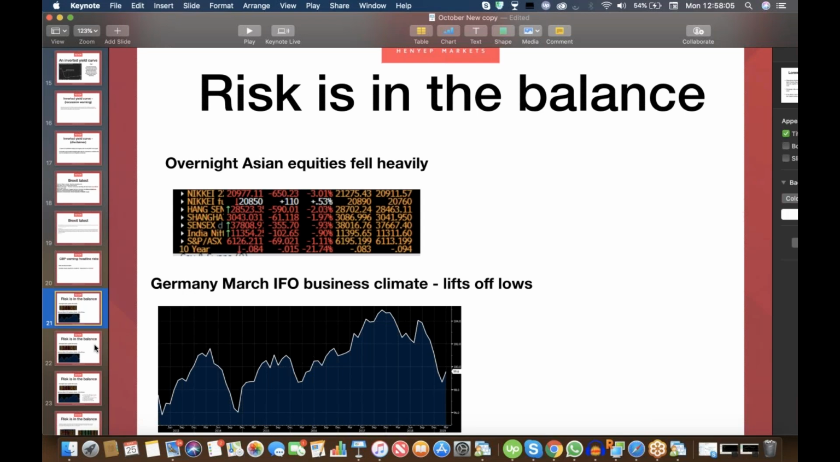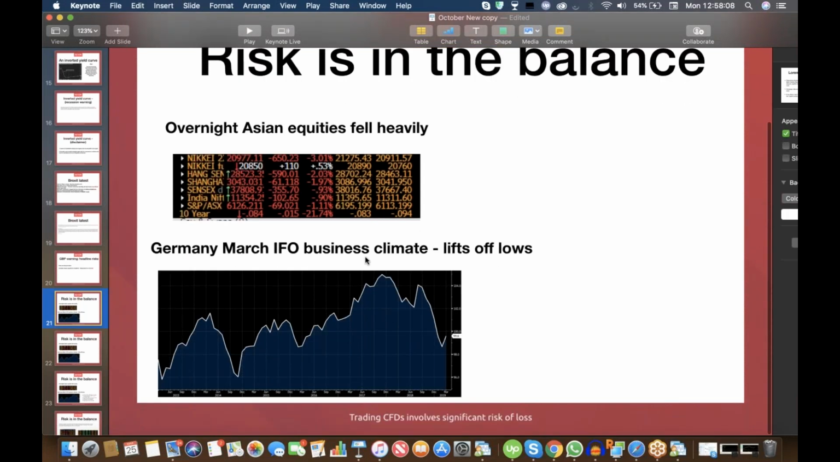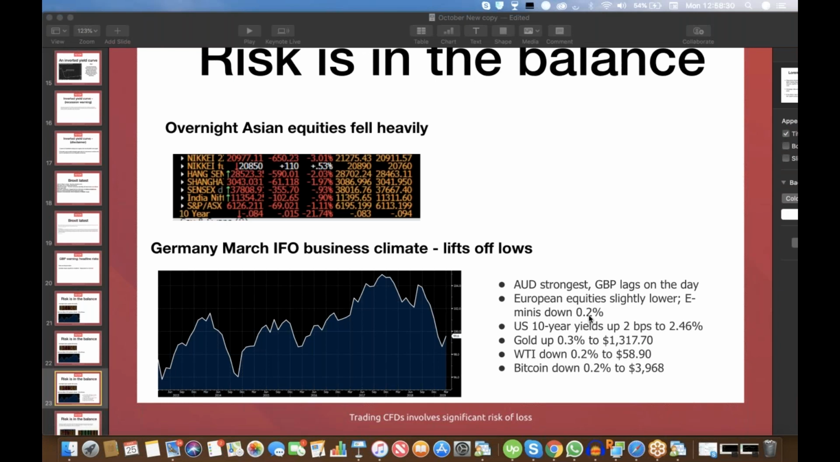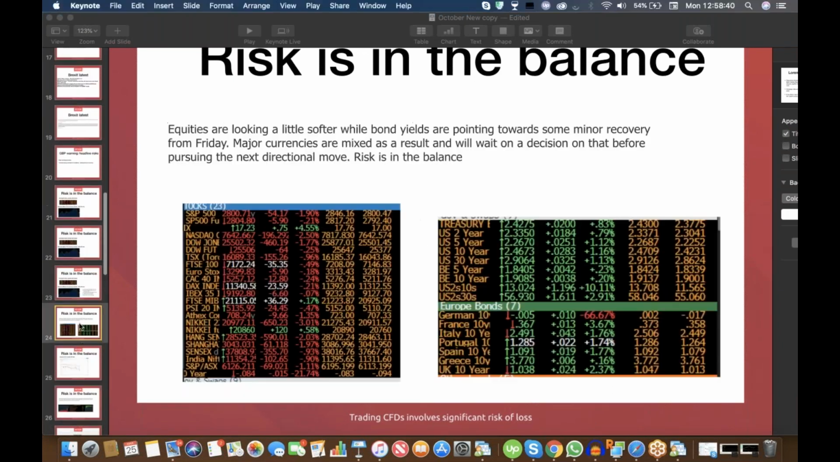Okay. We had the Germany March business climate just lifted off the lows. Now, this is why risk is in the balance. Remember, it was German manufacturing data that put risk off into the market. Now, this business climate has just given some recovery, right? We've got that slight recovery, off the lows, 99.6, and so European equities are slightly lower. E-mini is down 0.2%. 10-year yields are up 2 basis points to 2.46%. Gold is up. Obviously, gold was going to be bid on the risk environment.